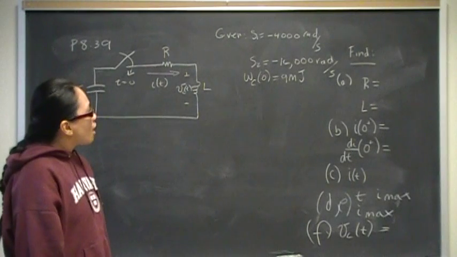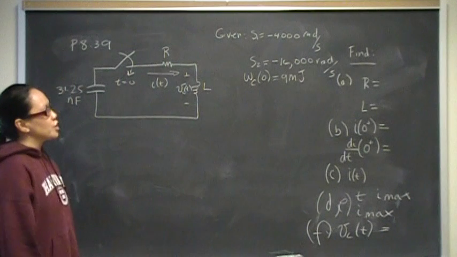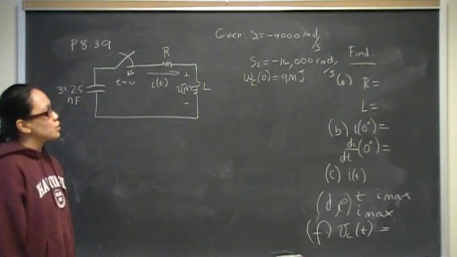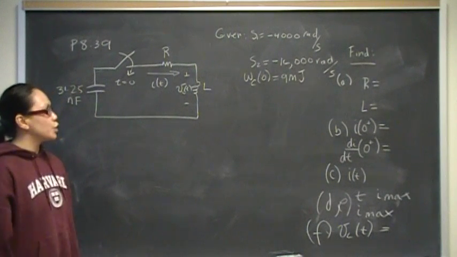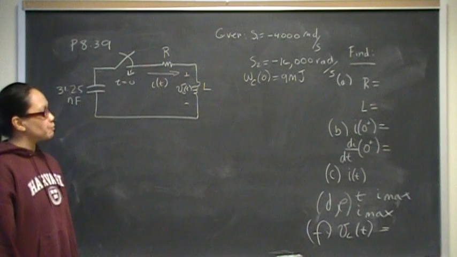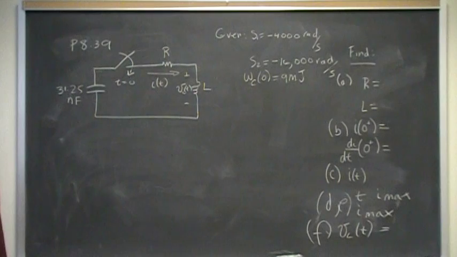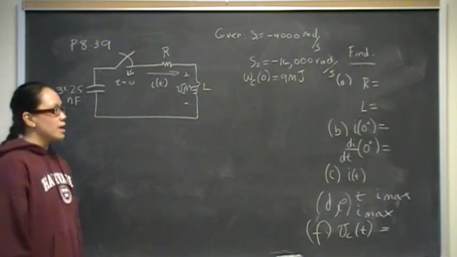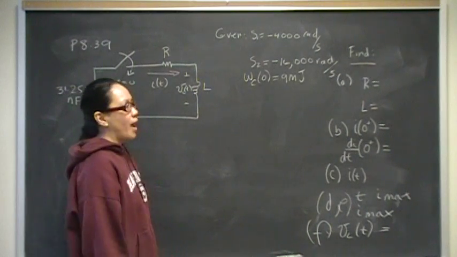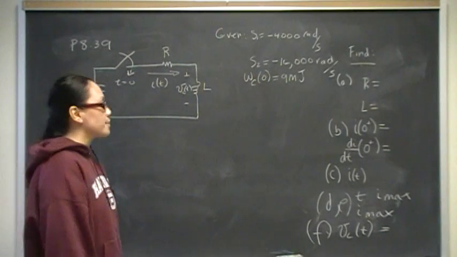What we do know are the values of the two characteristic roots. S1 is negative 4,000 radians per second. S2 is negative 16,000 radians per second. And the initial energy stored in the capacitor is 9 millijoules. So let me tell you what we're trying to find, and how I went about finding it. Then you should pause the video and give it a shot.